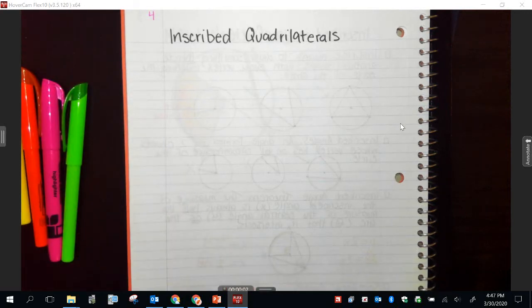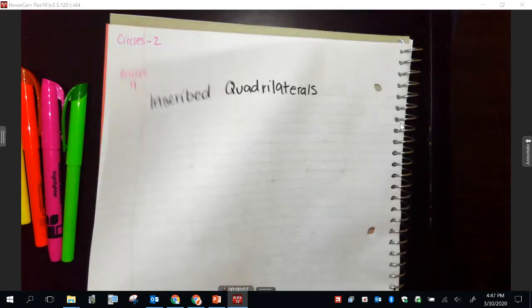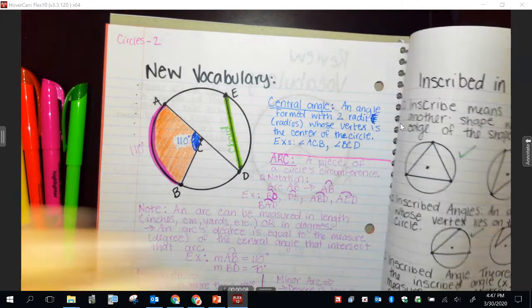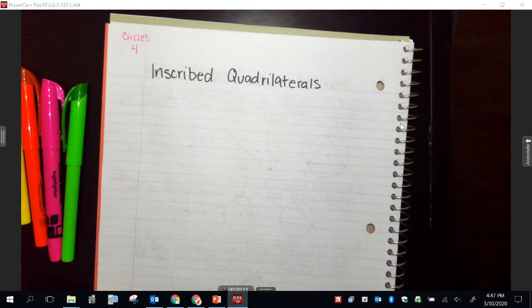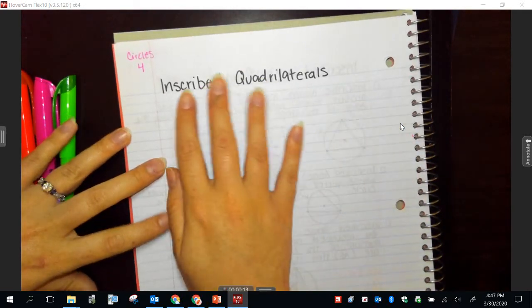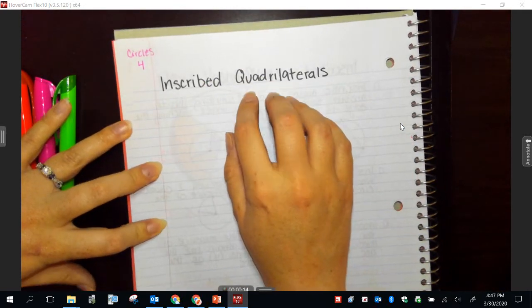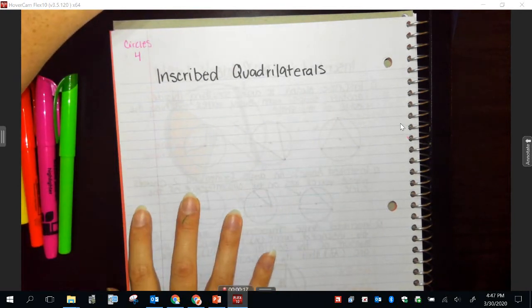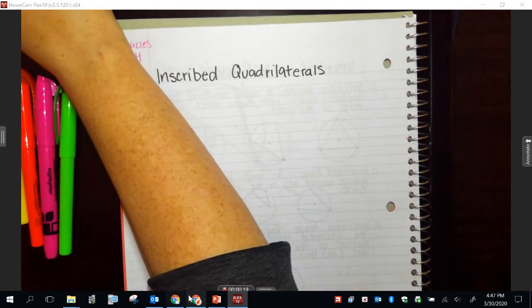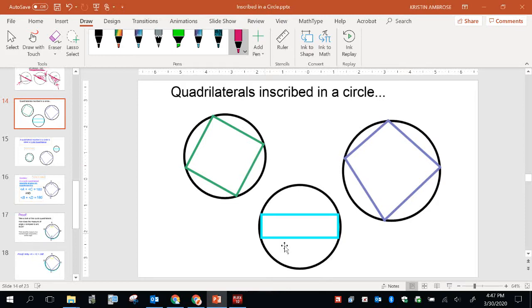Okay, so this video is a continuation from the previous video where we talked about things that are inscribed. And so now we're going to go into more specifically talking about quadrilaterals that are inscribed inside of a circle. So this is my beginning slide in the PowerPoint. Here's a couple of examples of quadrilaterals inscribed in a circle.